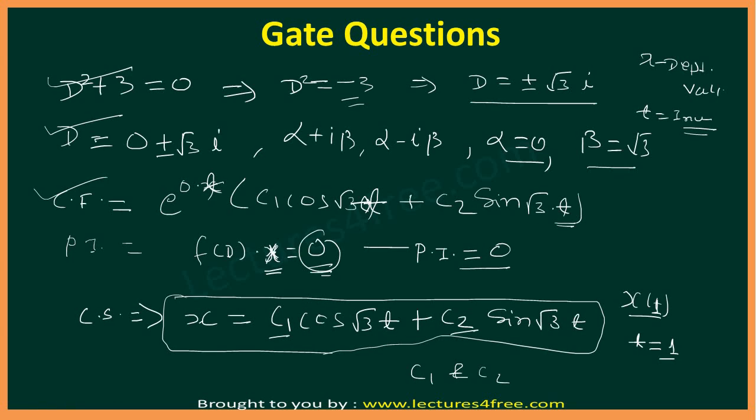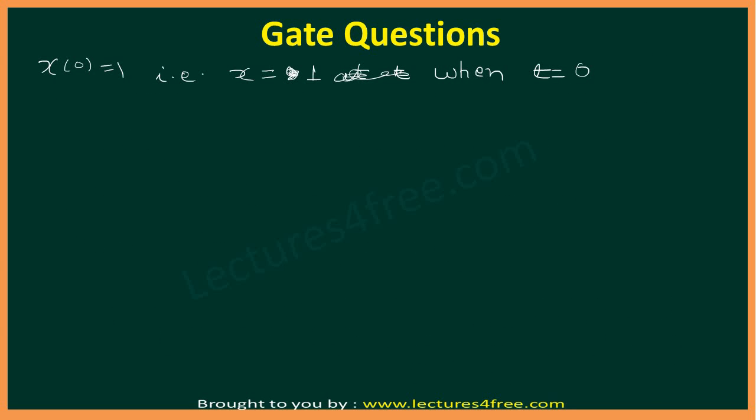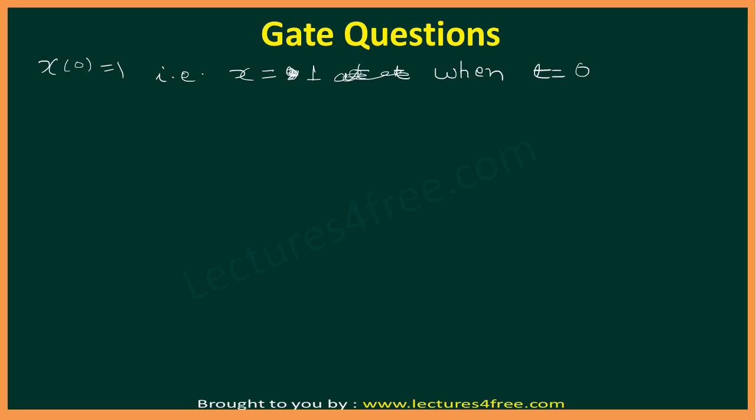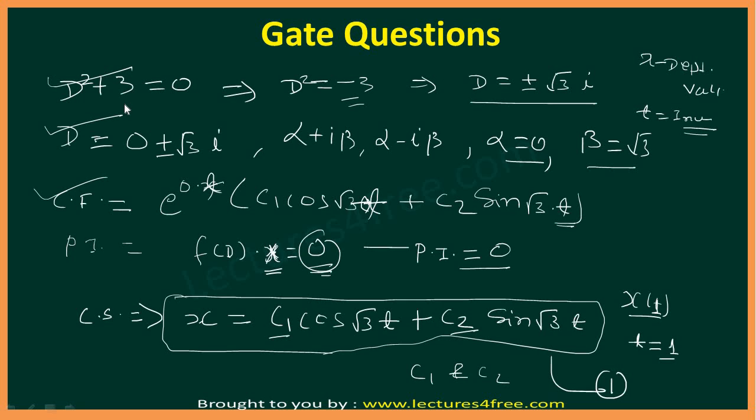Put t equal to 0 and x equal to 1. Let's write it as equation 1. So put t equal to 0 and x equal to 1 in equation 1, so you will get 1 is equal to c1 cos root 3t. We are putting t equal to 0, so you will get cos 0 here. Cos 0 means 1, so you will get c1.